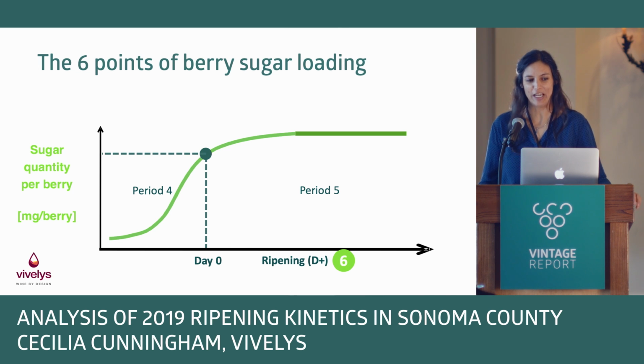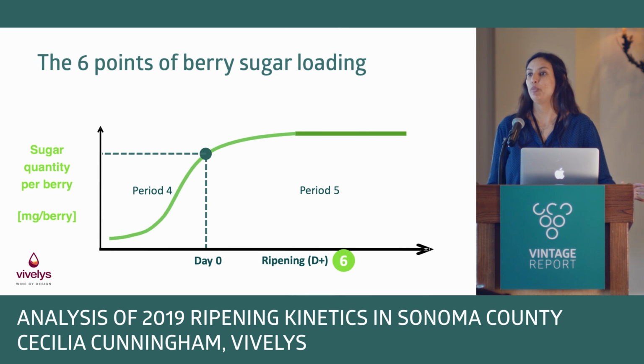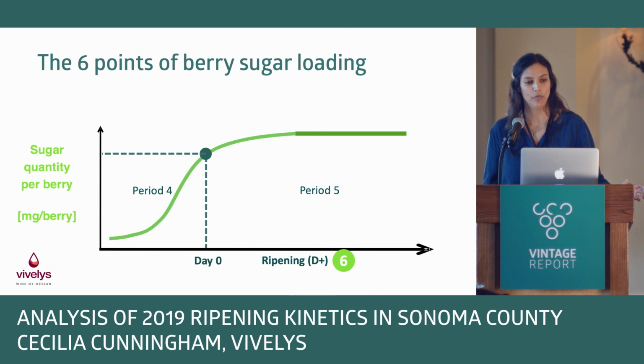I think the animations are a little off here, but that's the typical curve. Again, the theoretical curve, and we have a moment in period 4 that is going to affect the quality that we're going to see at the end, and in period 5 that Thibaut was mentioning before, we're going to see the color accumulation, but also the aromatic evolution of the grapes.